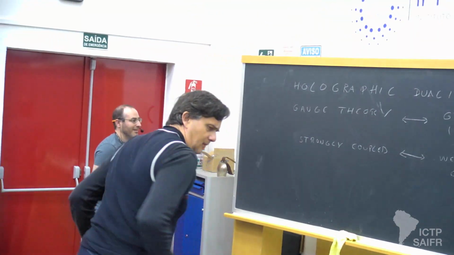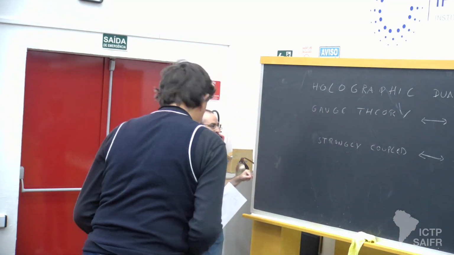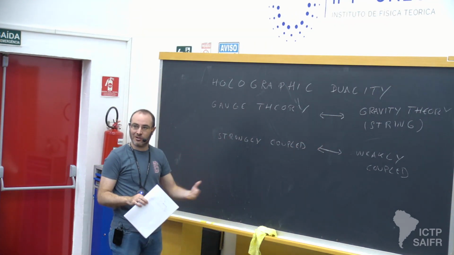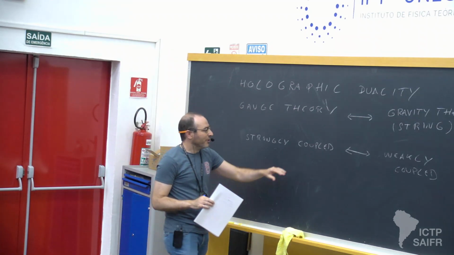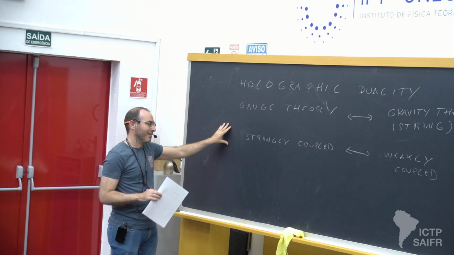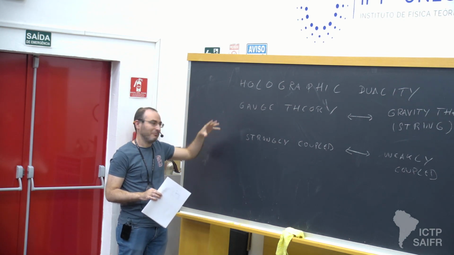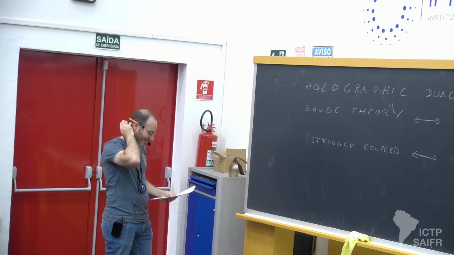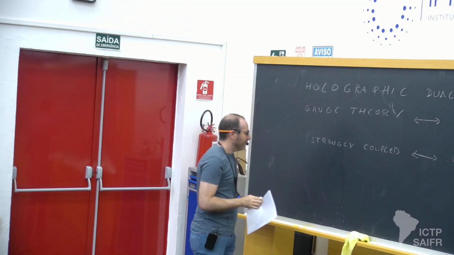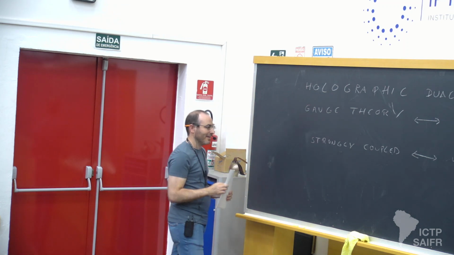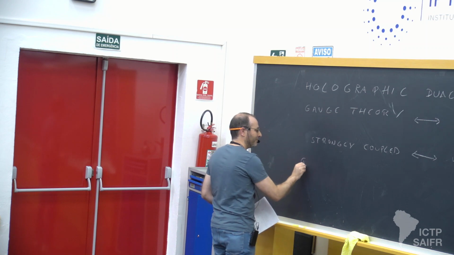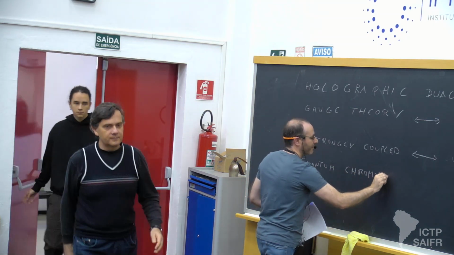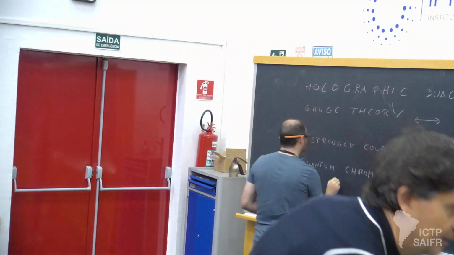So the fact that this is a strong-weak duality allows us to use the gravitational theory in the weakly coupled regime, where we have control over it, to compute things in the gauge theory in the strongly coupled regime, where in principle we have much less control, or we don't even know how to compute some observables. Now, in particle physics, in the standard model, there is a sector which is strongly coupled: quantum chromodynamics, or QCD.